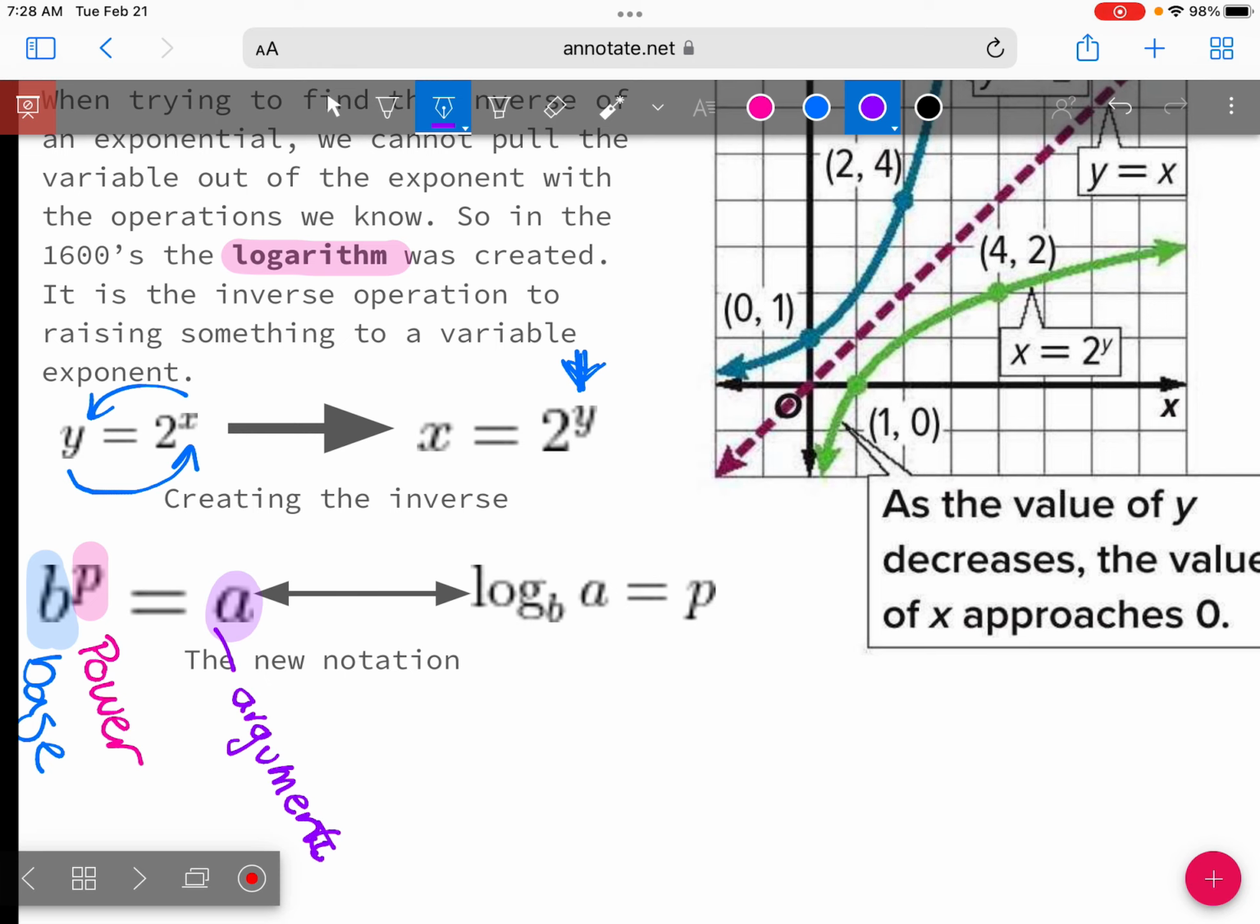To switch it around and get that power down, because that's the whole goal, is to get whatever variable is in that exponent down, we switch it from BPA to log BAP, is the way that I remember it. And it's really, really just a matter of scooching the stuff down. Log base B, there's our base, of the argument, which I have as purple.